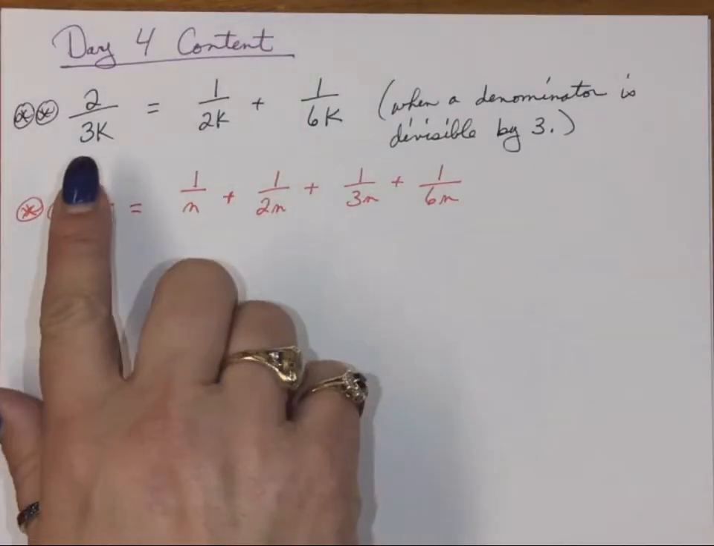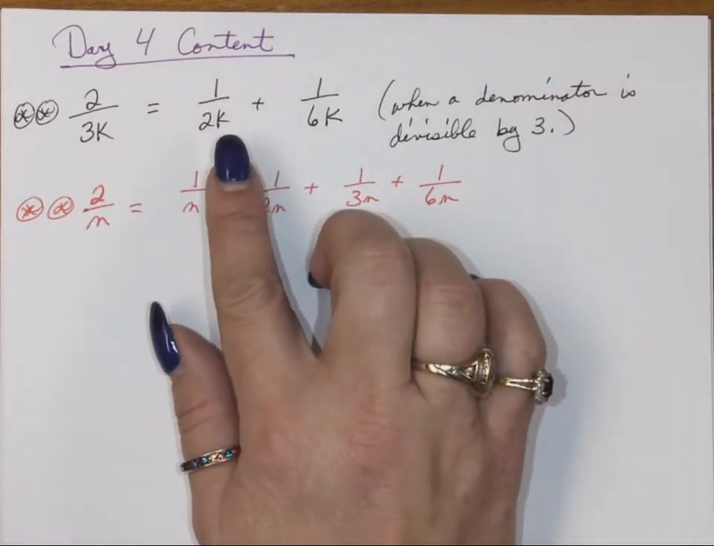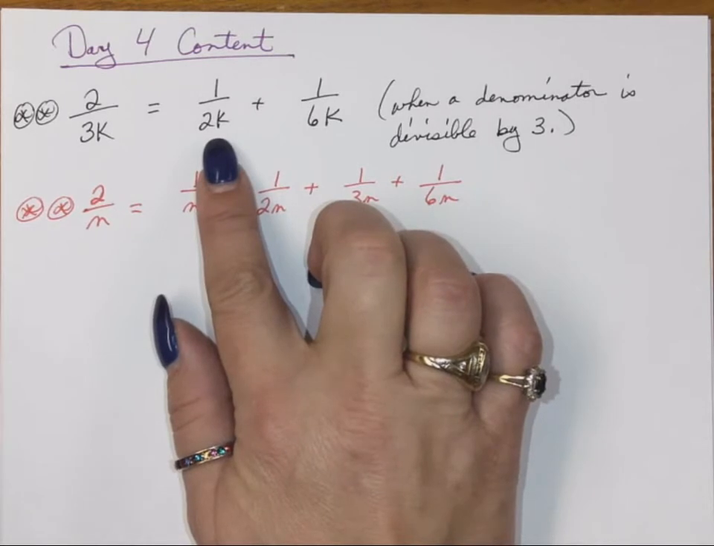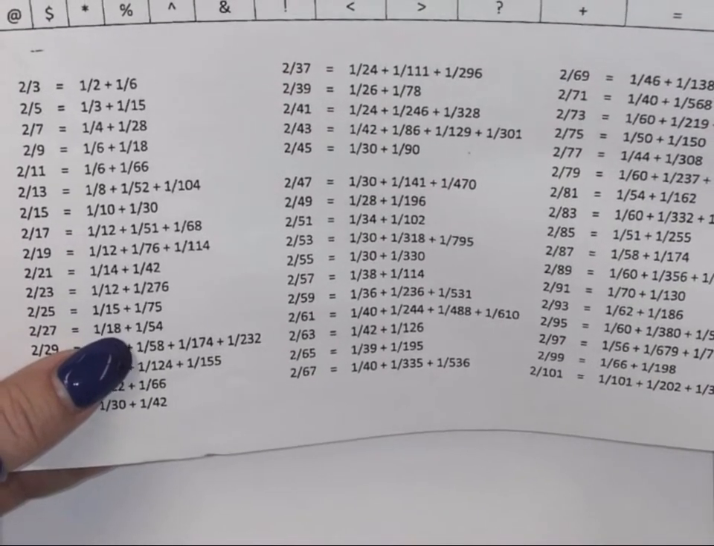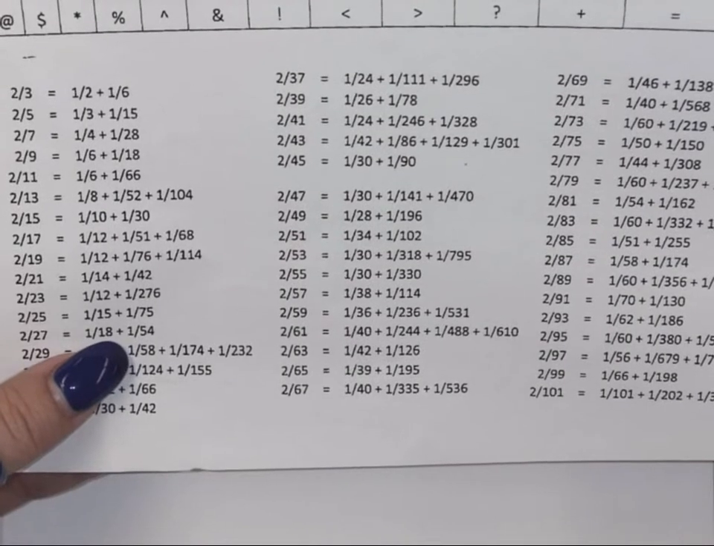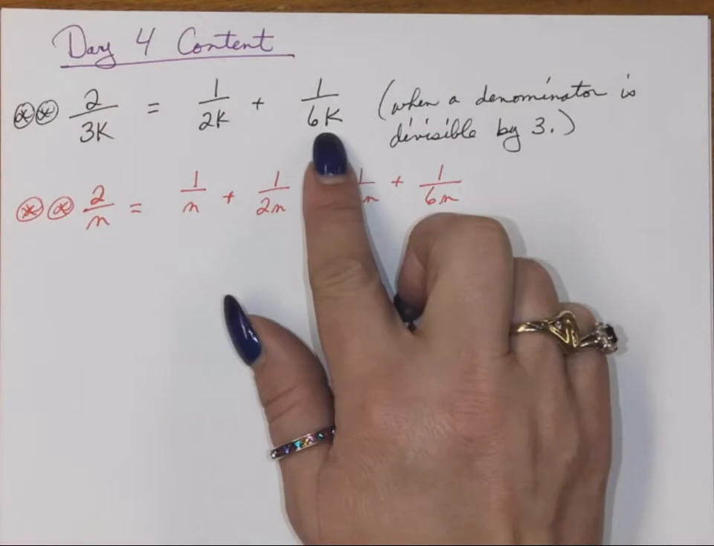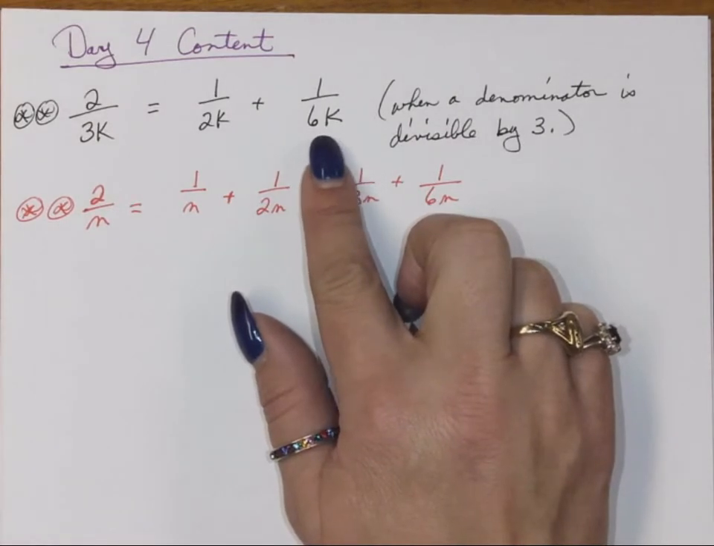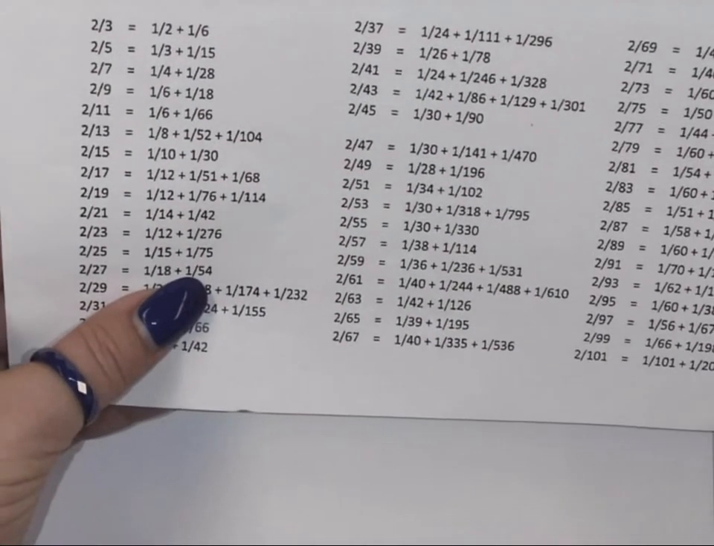So if I were looking at this particular formula, 2 over 3k, in that case the k would be 9, right? So we know that we can decompose that into unit fractions: 1 over 2 times 9, which would be 1/18. Right here we see, oh, look at that, they had that, the Egyptians, 1700 BC, whenever that was. And then the other one can be 1 over 6 times 9, which is 54. And here we see that they had that also.